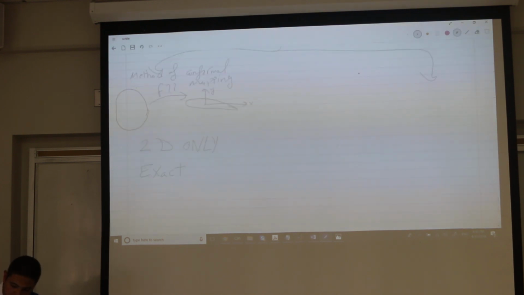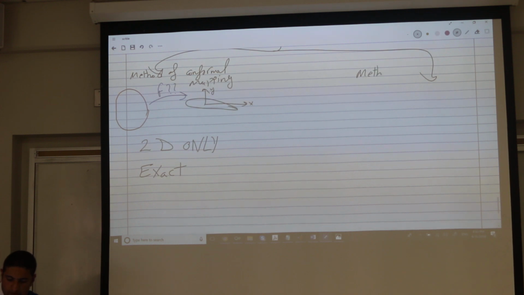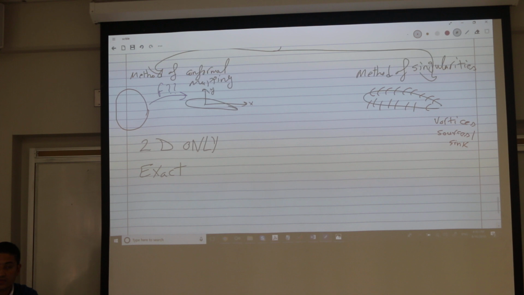The other method is the method of singularities. So this is your shape. You replace your shape with a distribution of singularities of unknown strength. Maybe vortices, sources, sinks, and whatever. Okay. So gamma as a function of x and y, and this is unknown. And you use your boundary conditions to determine the gammas.